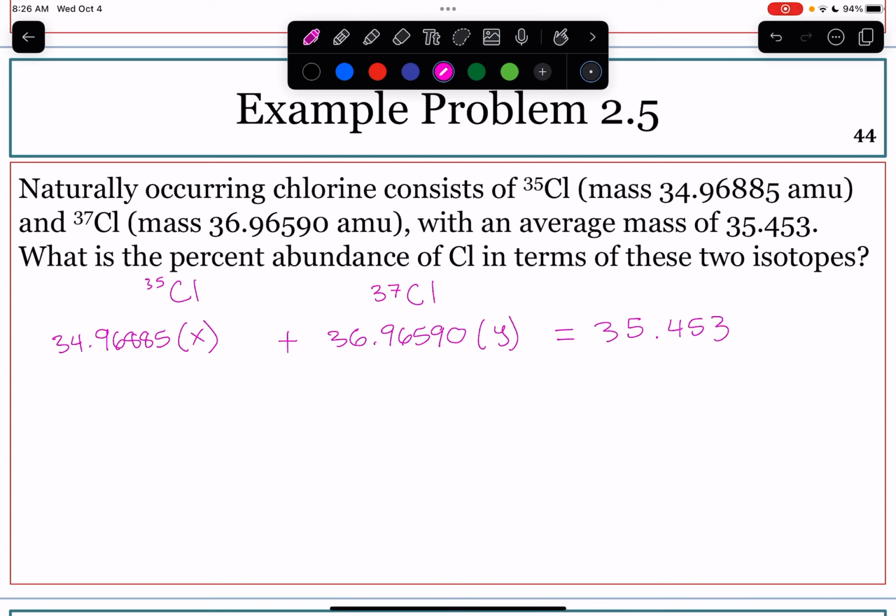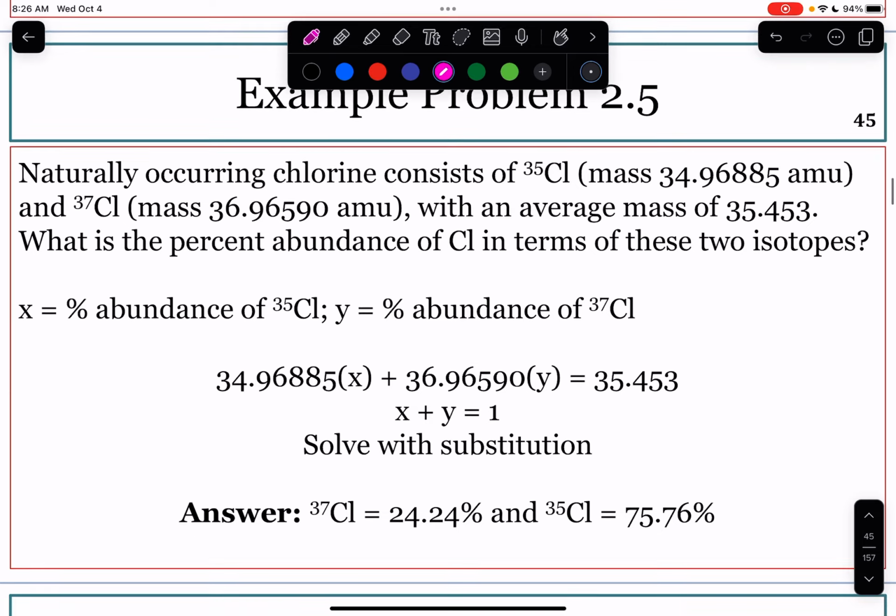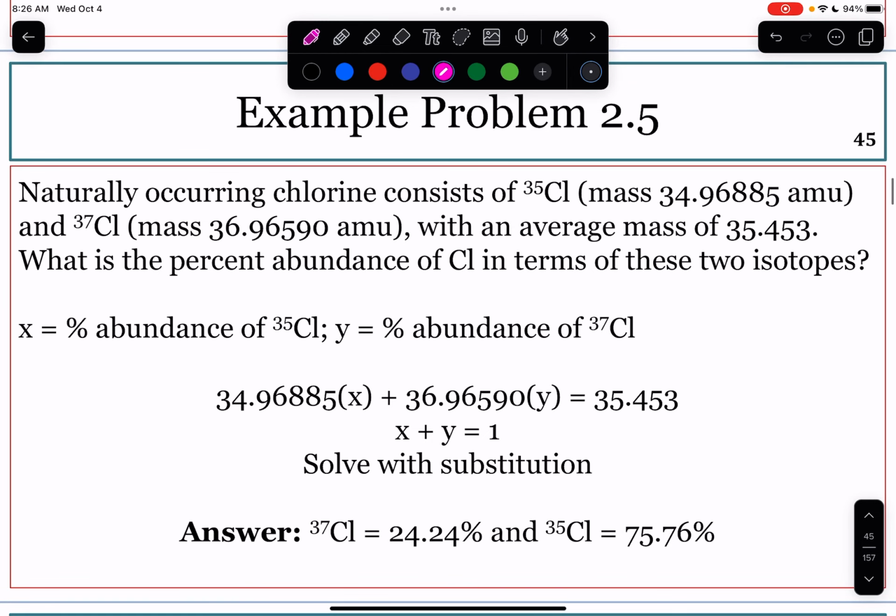In order to solve for two variables, we need a second equation. Because the percentages of all of the isotopes are going to equal 100%, we can say that X plus Y is equal to 1, because we're multiplying the percent abundances in their decimal form. So now we can solve with substitution and find what X and Y are equal to.